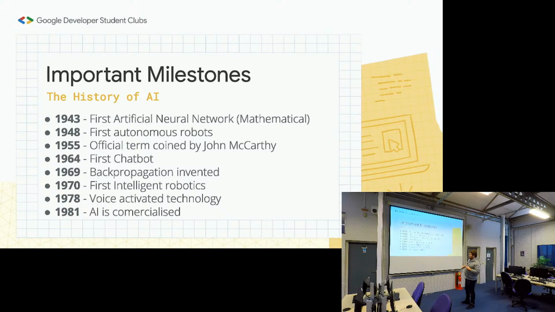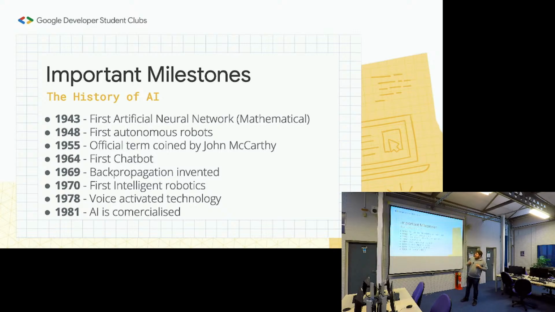So in 1943, there are some important milestones, there's a lot of them. In 1943, the first artificial neural network was theorized about. This was purely a mathematical basis at the core of it. It wouldn't be computed until the 70s and the 80s, when we had the computational power to do it.